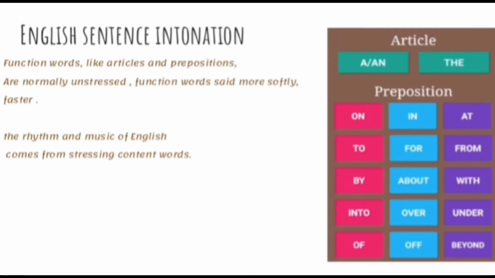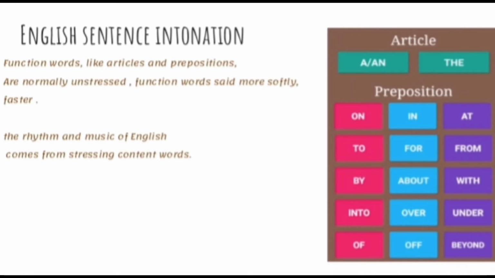Now function words like articles and prepositions are normally unstressed. Function words are said more softly and faster. So the rhythm and the music of English comes from stressing content words.